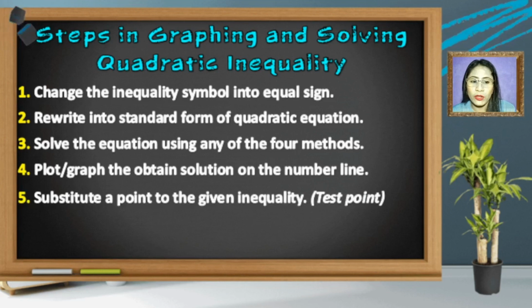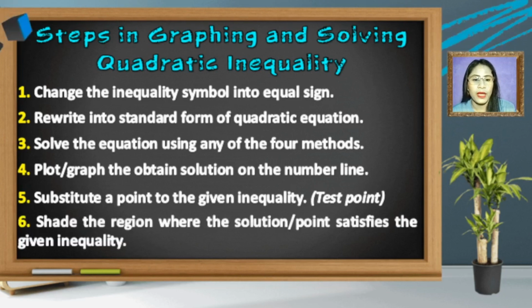And then, substitute a point to a given inequality. So, magkakaroon tayo ng test point, no? Kukuha tayo ng isang point para i-test if magto-true or mag-false. So, meaning, pag nag-true, those are solutions. No? Pag hindi nag-true or nag-false, hindi solution. And then we have to shade the region where the solution or the point satisfy the given inequality. So, pag nag-true, isi-shade. Kapag hindi nag-true or pag nag-false, hindi isi-shade. So, pag true, inuulit ko, isi-shade.